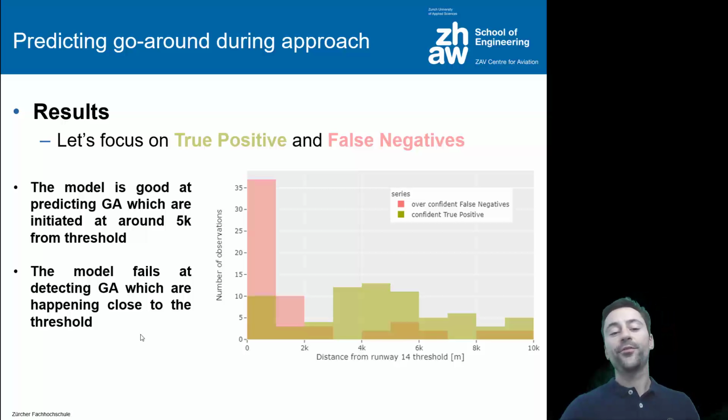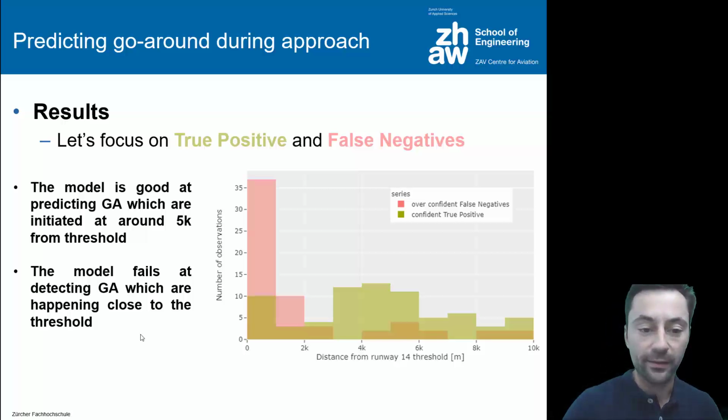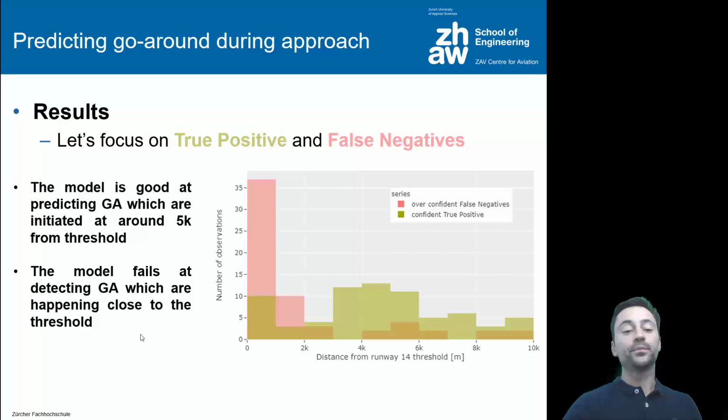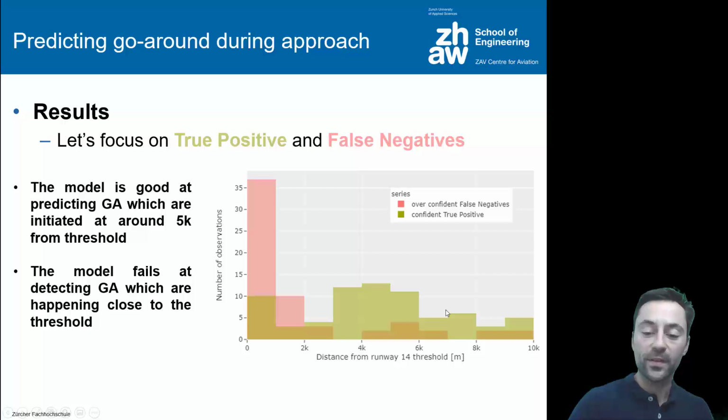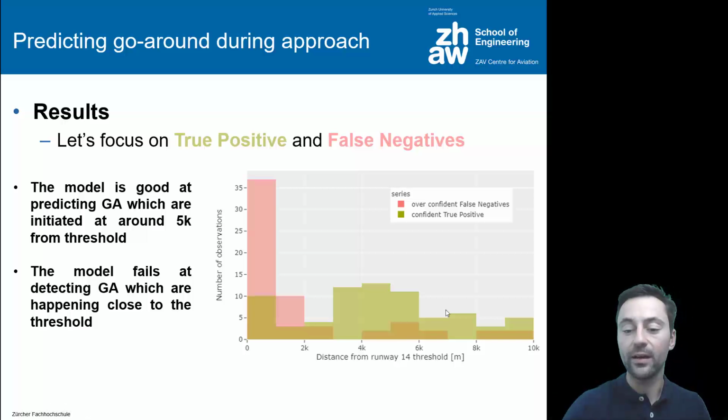So let's first focus on the true positives and false negatives. This model, as we have seen, is good at detecting maybe half of the go-arounds, but now let's look at where the go-arounds that we can correctly identify are initiated. You can see here, it's on the yellow part of the plot, and we're capable of detecting the go-arounds which are around 5,000 meters from the runway.